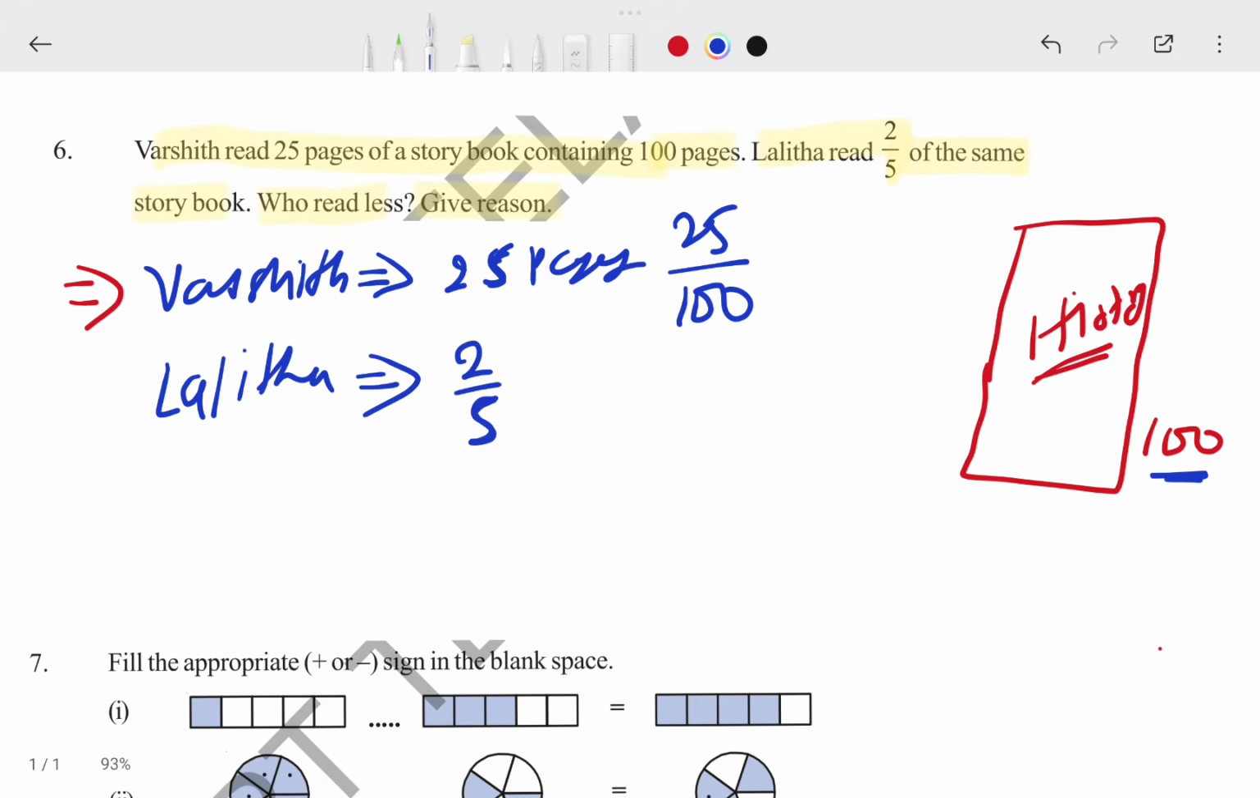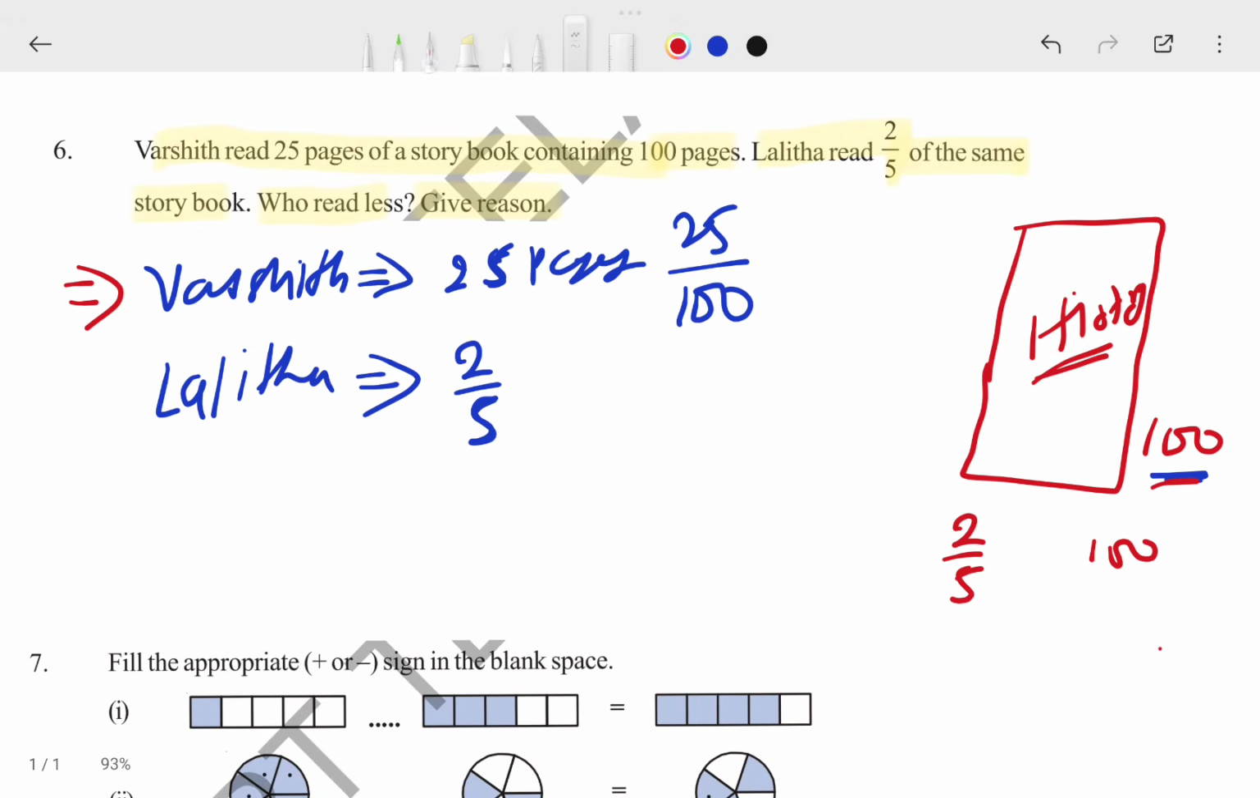How will you find out how many pages she read out of 100 pages? There is a simple way. It is given as 2 by 5, and the total pages is 100. Let's suppose your sister wrote 2 by 5, and the total pages is 100.